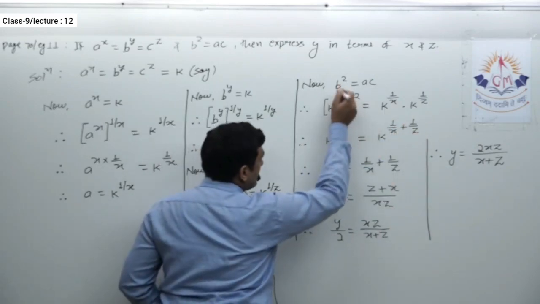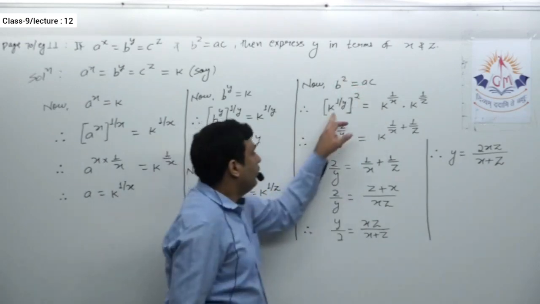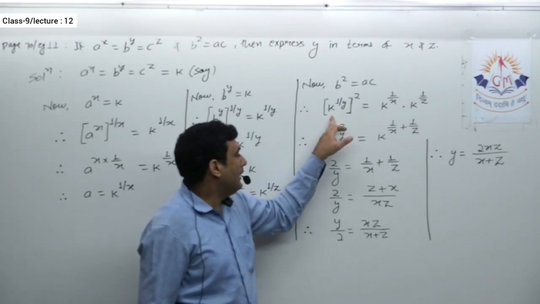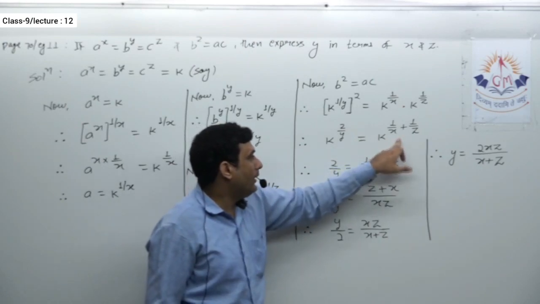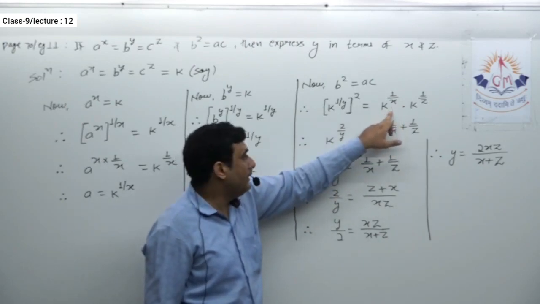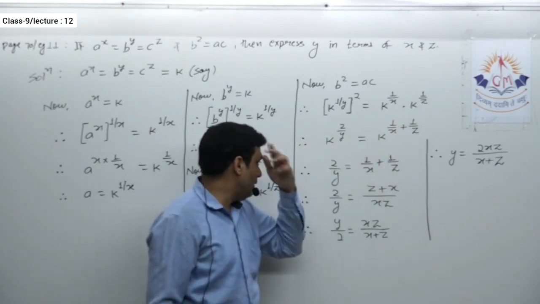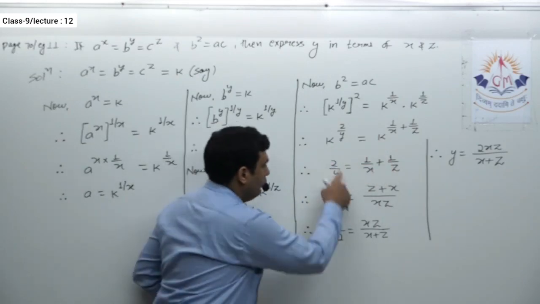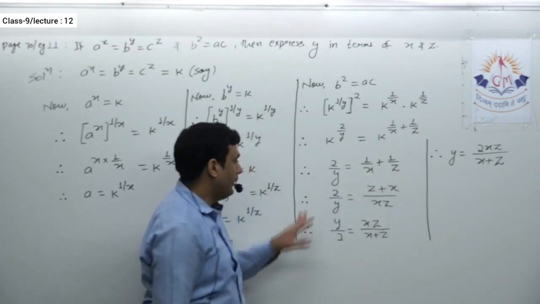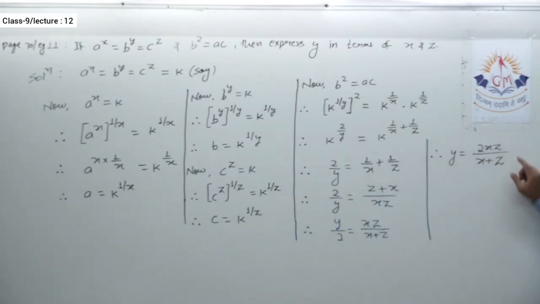There you have to take care. I just kept b is equal to k raised to 1 upon y. This power 2 remains as it is. Now over here, when I apply the power law, I will get k raised to 1 upon y multiplied by 2, that is k raised to 2 upon y. And over here, if I apply the product law, then bases are same, so powers will add. Now on these two sides the bases are same, so definitely powers must be same. So 2 upon y is equal to 1 upon x plus 1 upon z. And after simplifying this, finally I got y is equal to 2xz upon x plus z.